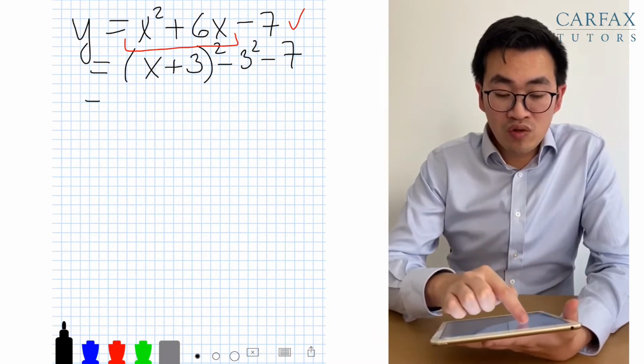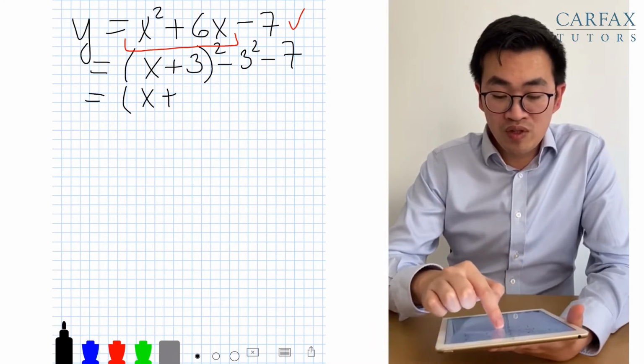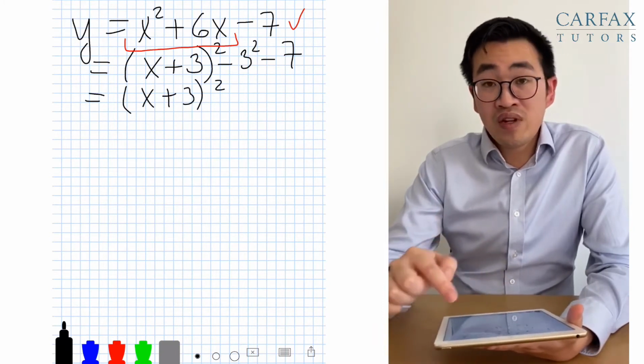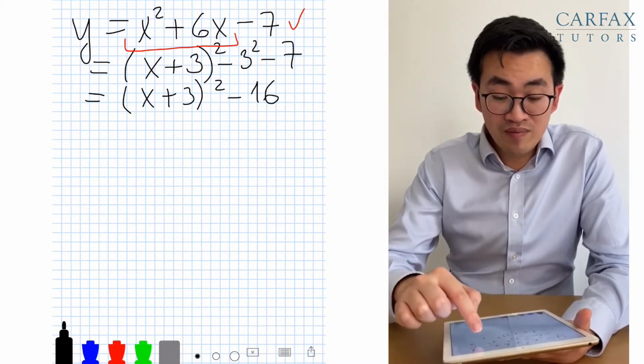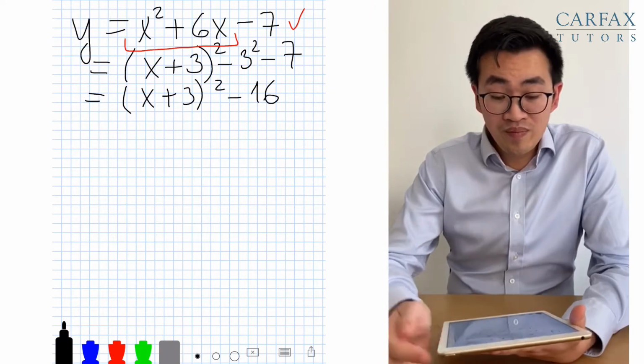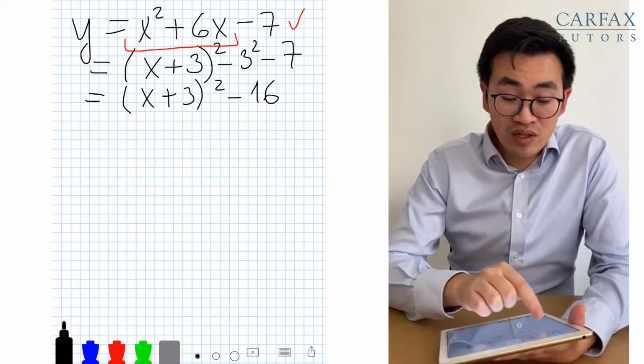So when we simplify this, we have x plus 3 all squared. Negative 3 squared is negative 9. Negative 9 minus 7 is negative 16. So now we've completed the square, and from here we can find out the turning point.